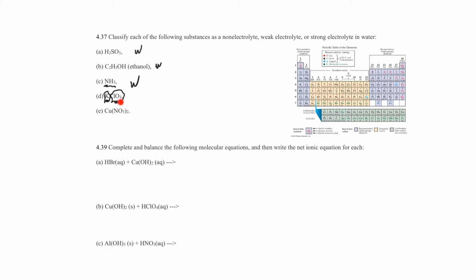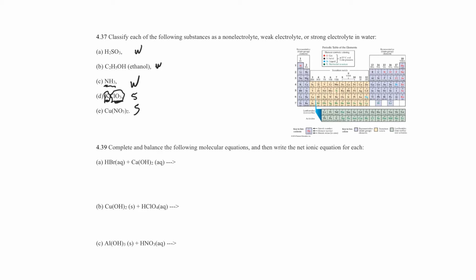You have chlorate, which is -1, so you have potassium chlorate. You have copper and nitrate, so nitrate's -1, so this must be copper 2 nitrate. And so they will break apart. So any salts completely break apart and make strong electrolytes. Okay, if they completely break apart, they're going to be strong. So we have weak, weak, weak, strong, and strong. Okay? All right, great. That's 37.